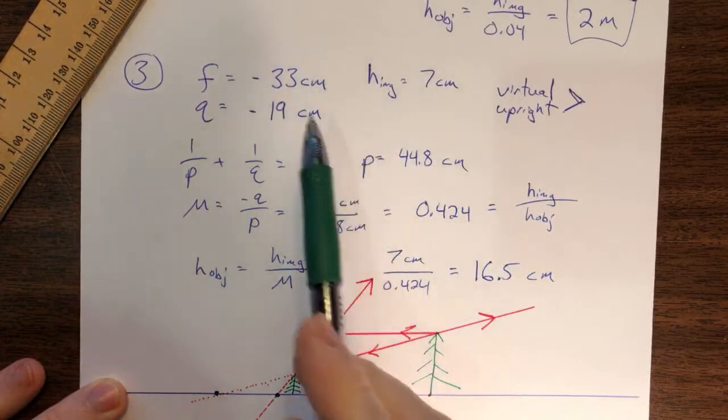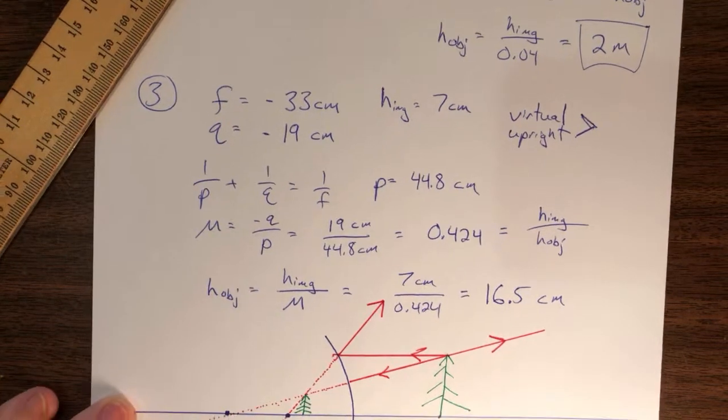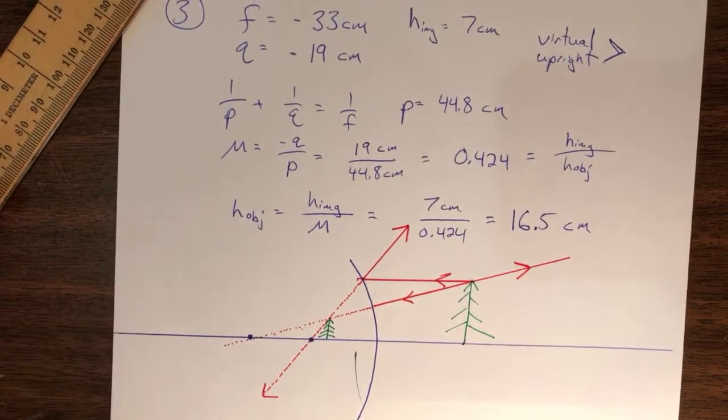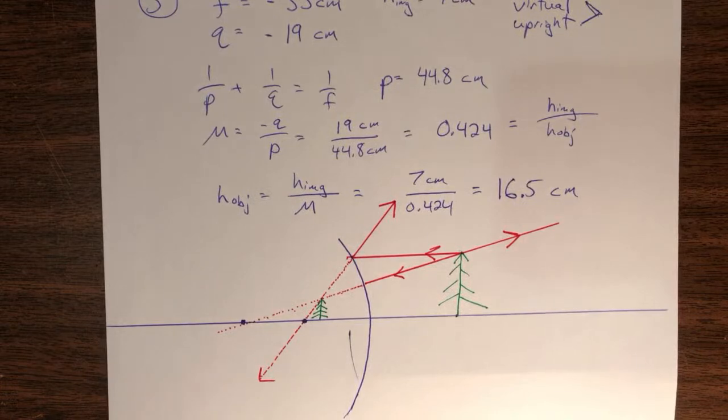What about the value for q? Negative 19? That kind of makes sense, right? So we said this is 33, so this is around 20. It's not exact. Okay, so that looks pretty good for a ray diagram or a mirror diagram for this. Any questions? So sorry, guys, about that.